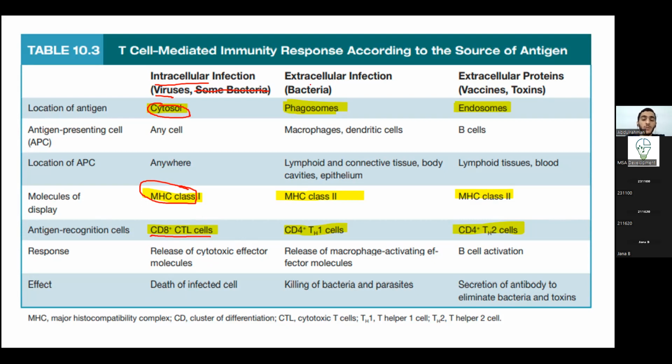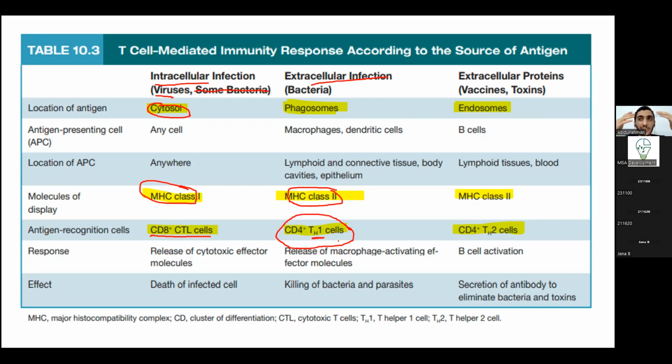The other one was the extracellular infection. If it's an infection that's outside, you're going to have an antigen that is going to be presented on MHC class 2. So if it's an extracellular infection, your macrophages are going to come. They're going to take in this bacteria and destroy it through the phagosomes. And since this is a macrophage, or a professional antigen presenting cell, where is it going to put the antigen? On MHC class 2. And what helper T cells does it activate? CD4 positive helper T cells type 1.